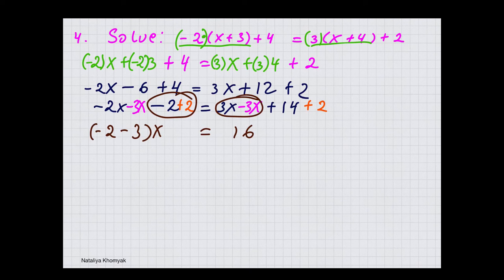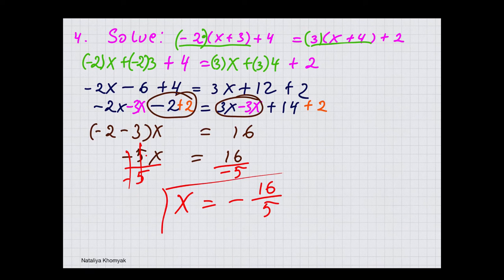Same sign, we look for the sum, so we have negative 5 of x equals 16. We are multiplying by negative 5, and the opposite is to divide by negative 5. Whatever you do to one side, you want to do the same to the other side. x is equal to negative 16 out of 5. And this is our answer. That's all.